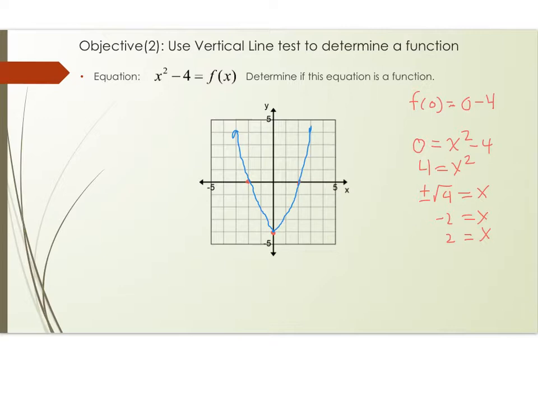And now I will use the vertical line test to see if, in fact, I have a function. So if I draw a line anywhere on this equation, I see that I only intersect the graph at one point. And so because of that, this equation now is a function. So this is a function.